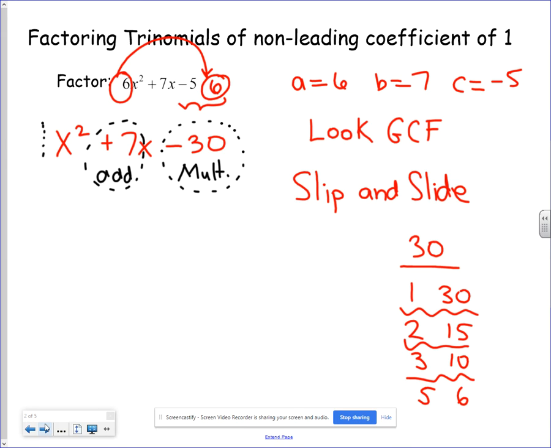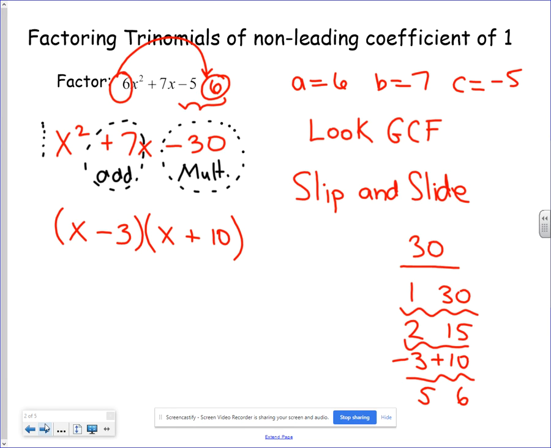So of these combinations, if I make one of these numbers negative, which one gives me 7? If I make the 3 here negative and the 10 positive, that will give me 7. -3 plus 10 is 7. -3 times 10 is -30. So these are the two numbers I'm looking for. So this expression factors to the quantity x minus 3 times the quantity x plus 10.